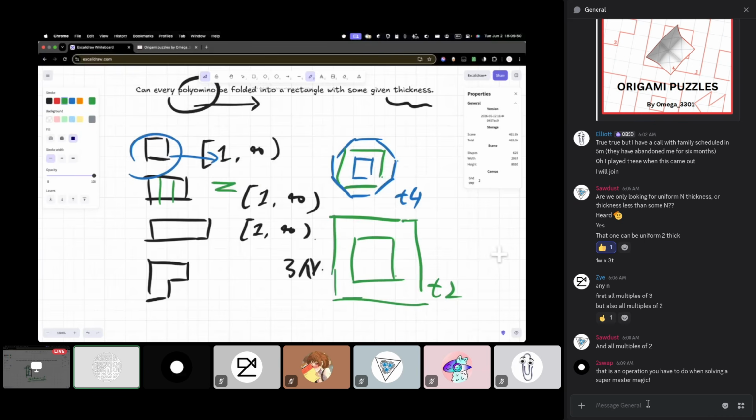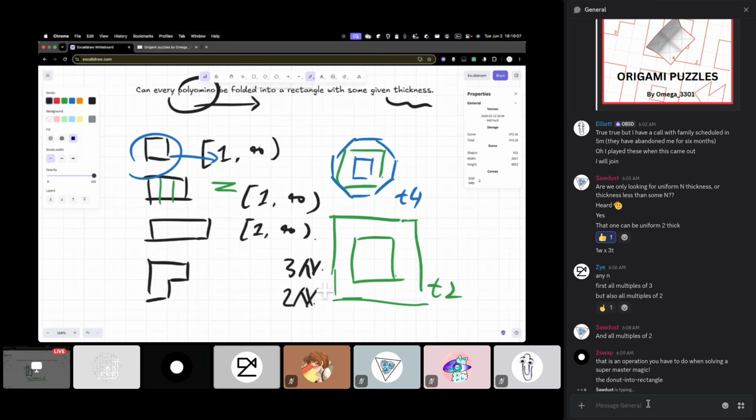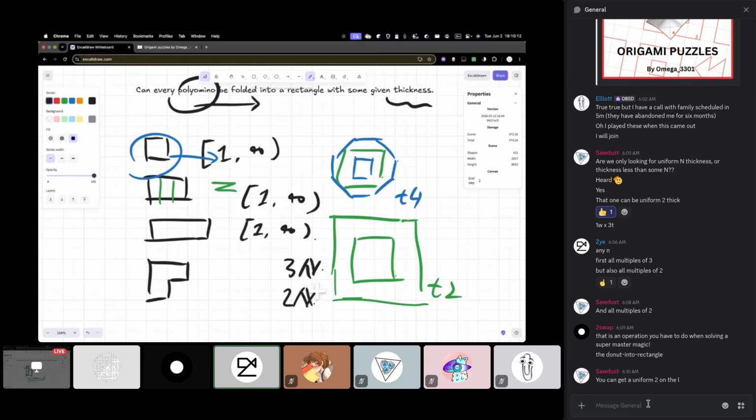So 3n is also possible. Right. But also all multiples of 2n. Reason? Because you can fold the half of one corner and then fold the entirety of the other corner, and the result becomes a 1 times 1.5 rectangle. 1 times 1.5. Oh, yeah. Okay. So you could.